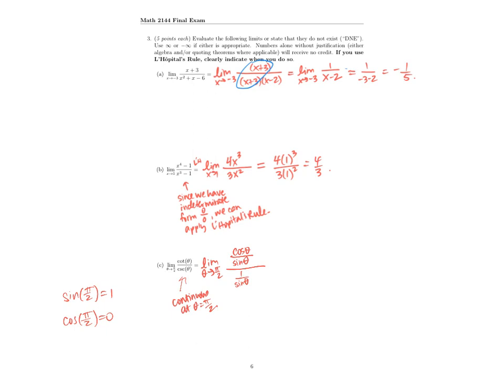So if we just go ahead and plug in pi over 2, we get cosine of pi over 2 over sine of pi over 2, over 1 over sine of pi over 2, and we just get 0 over 1 over 1 over 1, which is just 0. So that one was continuous. Sometimes you have to watch out for that. If it's just continuous, you can just evaluate by plugging in.